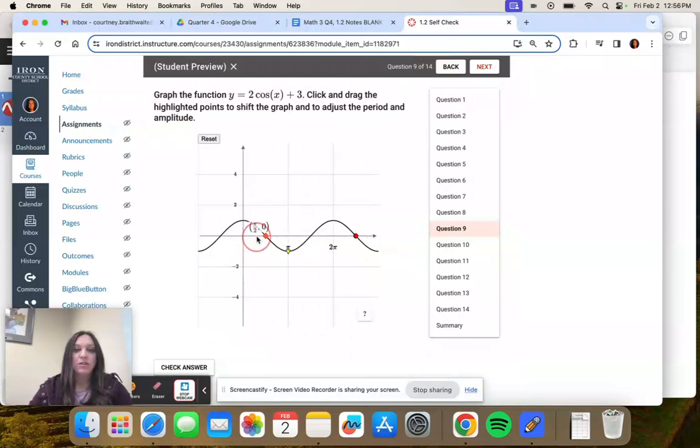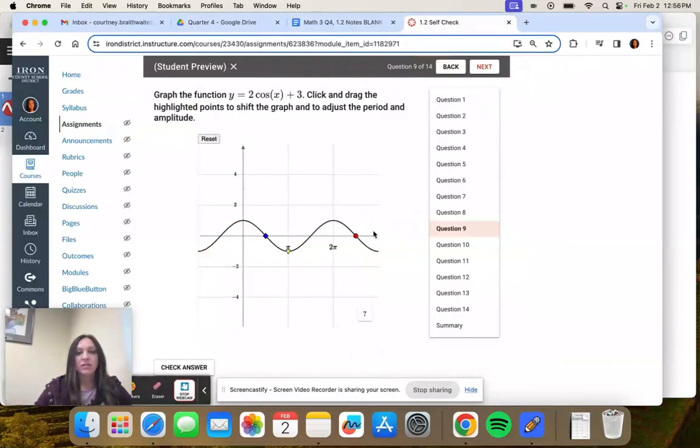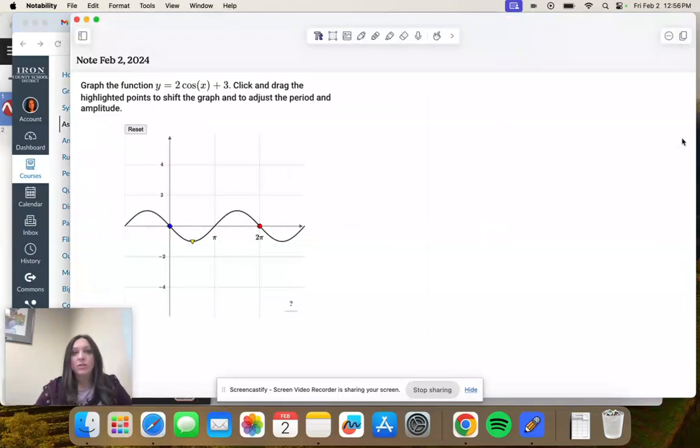So I'm going to move this over. It's pi halves, 0. At this point, that's so you can find where cosine is. And then the maximum's up at 1. So now we're starting with cosine. Let's go find everything.